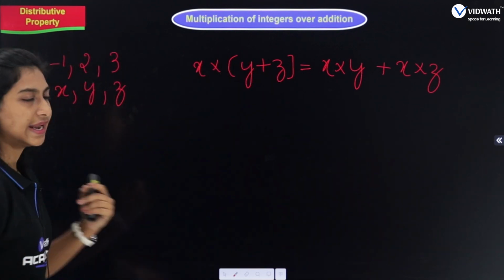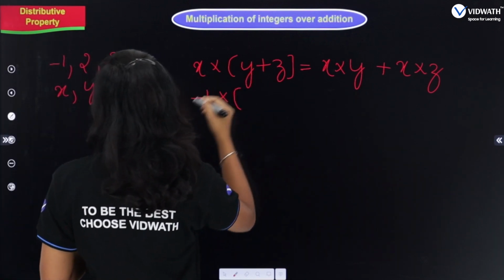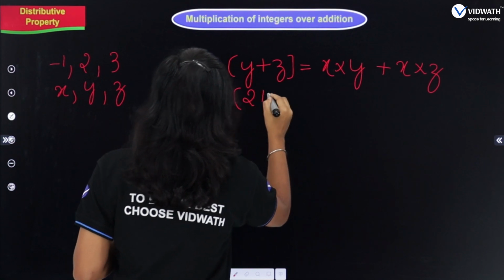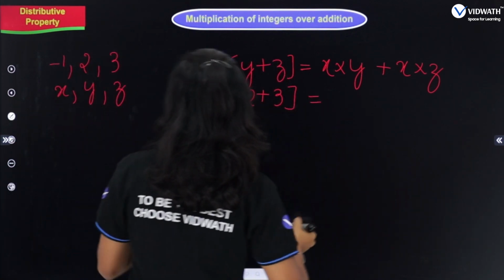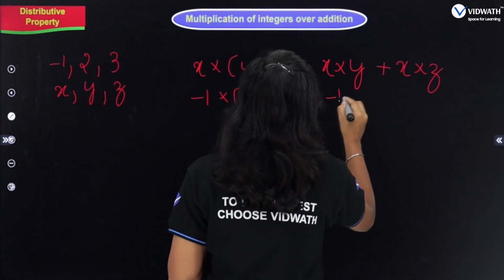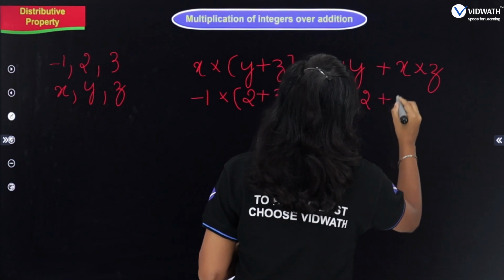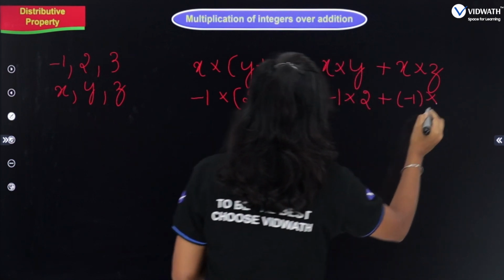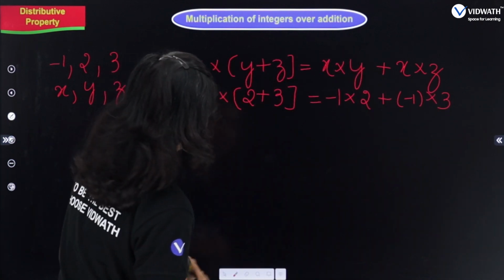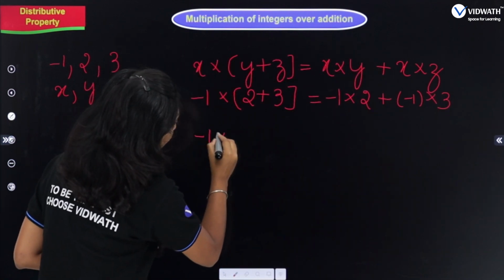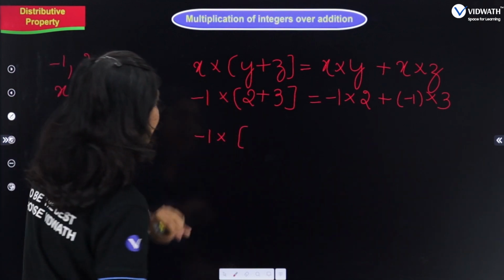Now we will substitute the integers. -1 into what is y? 2 plus what is that? 3, which is equal to x is -1 into what is y? 2 plus x is -1 into what is that? 3. Right. Now we will solve this. So -1 into, here inside the bracket we have the addition. So we will add that.